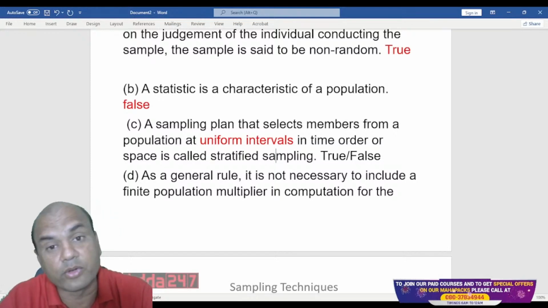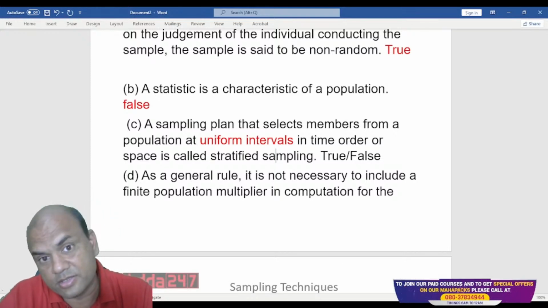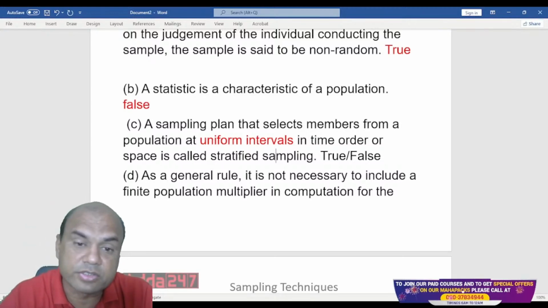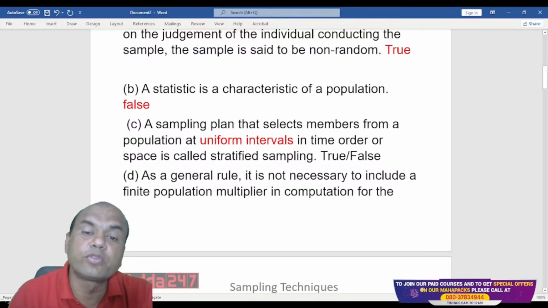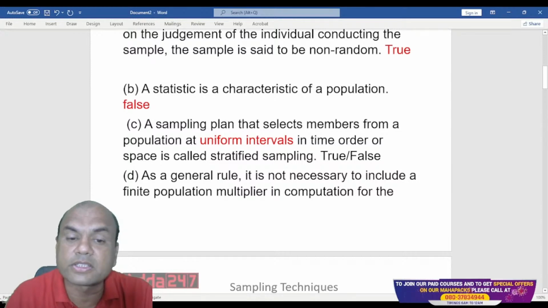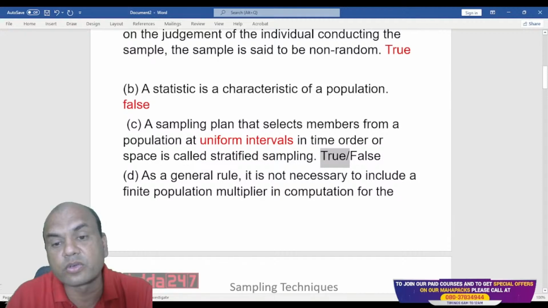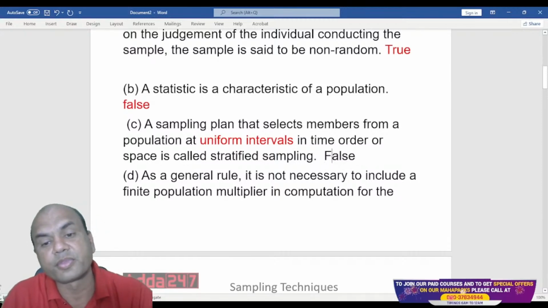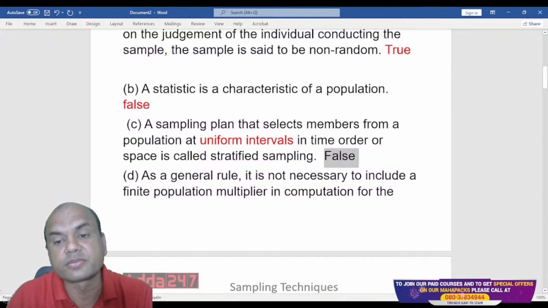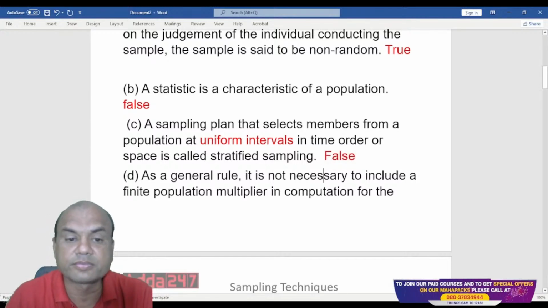Now all of you have to search it. You might have the answers also. Uniform intervals means it is not stratified sampling. It is called systematic sampling. So the answer over here is false again. Okay, it is false. Got it, everyone?